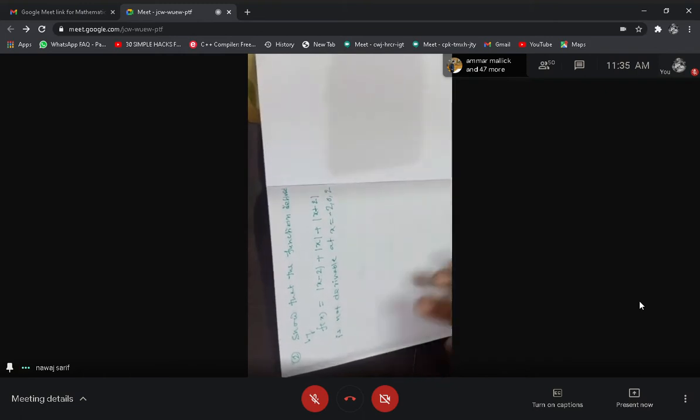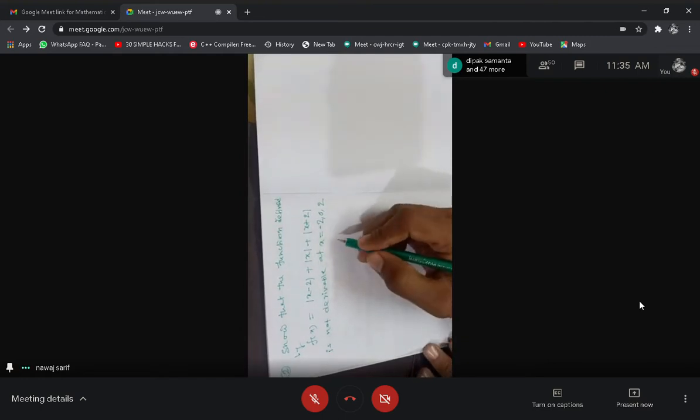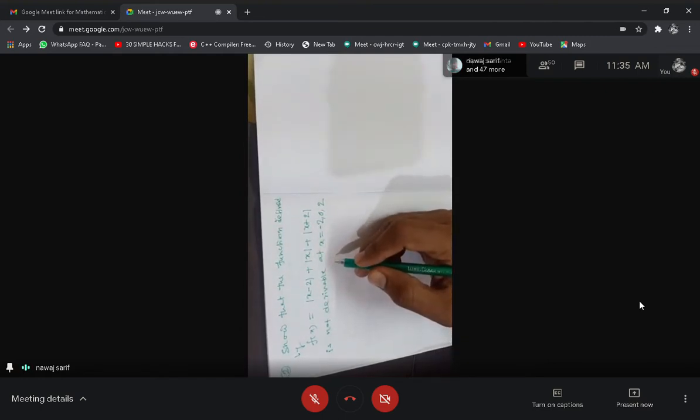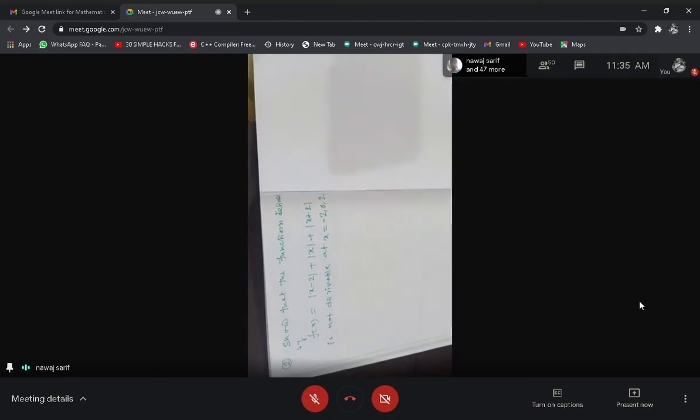Similarly, first of all find this function without mod. Then in a similar manner find the left hand and right hand derivative. Then you can easily prove that this function is not derivable at x equal to minus 2 and x equal to 2. These two are the homeworks.